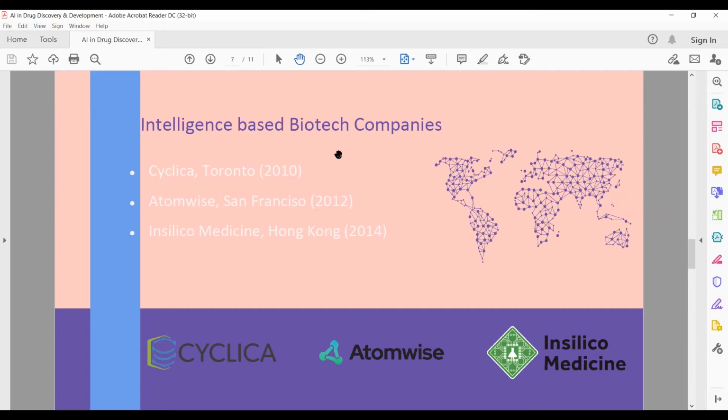Atomwise was mentioned in the previous slide, but they are also working on drug discovery projects that focus on treating multiple sclerosis, leukemia, and Parkinson's. They were actually able to discover a new molecule that targets MS through their patented AI screening AtomNet. The potential drug was found to be active in mice at low doses and has been licensed to an undisclosed pharmaceutical company.